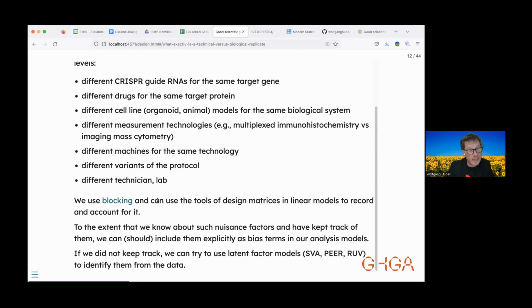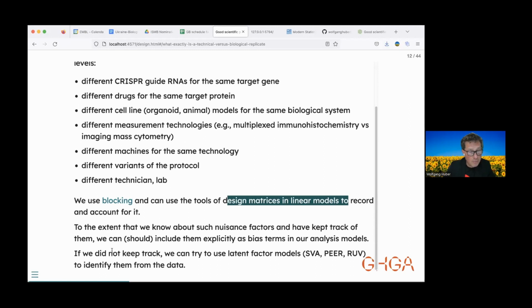In any case, we then use the ideas of blocking and the tools of design matrices and linear models to account for this. I will come back to this a little bit in the following slide, what I mean by linear models and design matrices. To the extent that we know about all such extra factors, like which cell line, which measurement instrument, which technician, we of course need to keep track of them and include them in the metadata of our data, and also maybe then explicitly as bias terms in our analysis models.